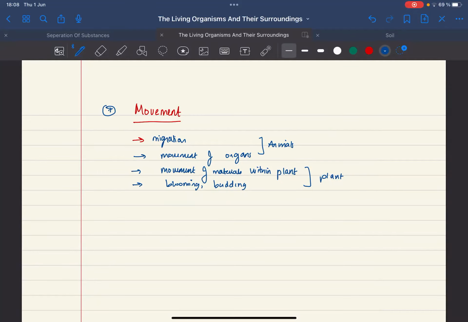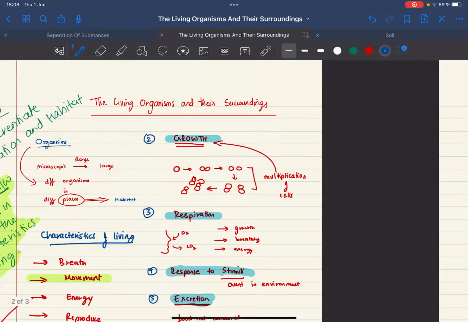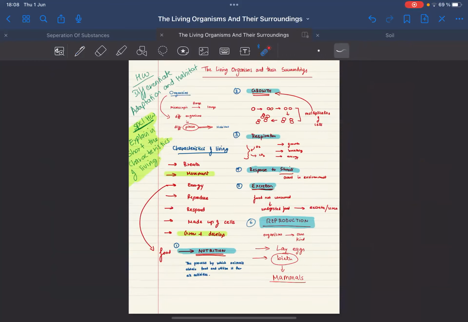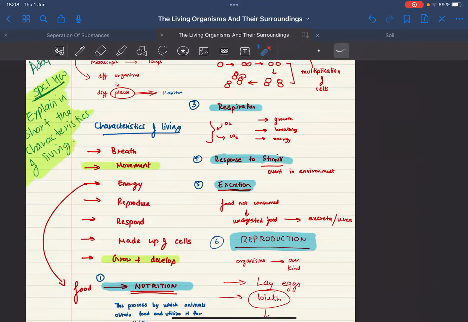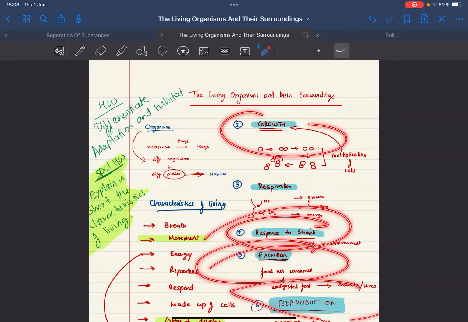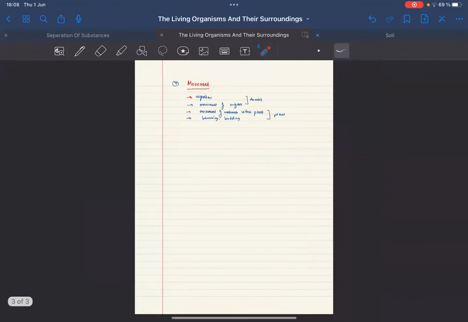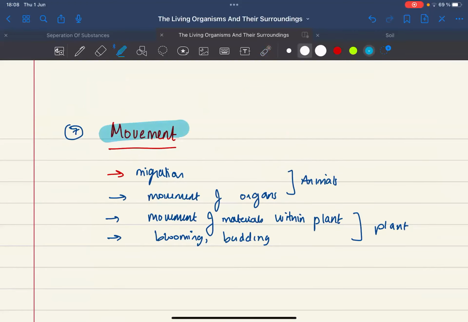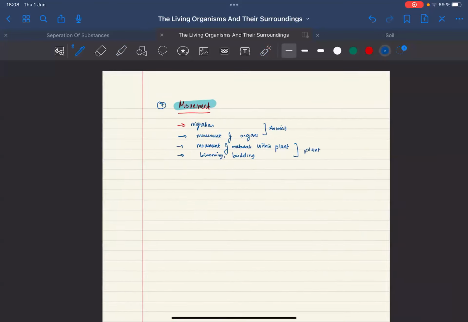Okay, so we have these 7 characteristics, which are nutrition, respiration, growth, response to stimuli, excretion, reproduction, and movement. All right, so these are the 7 important points which you all should remember. Okay, I might ask questions from this.